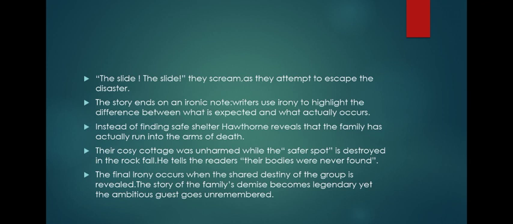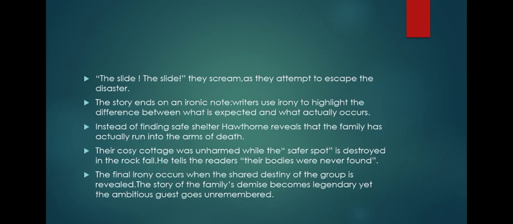Now, in the story, what happens? This family, instead of running for safe shelter when the rocks were falling down, the place which they thought would protect them, they run to that very place, and in fact, this family goes towards the arms of death. That means they themselves go to the arms of death.